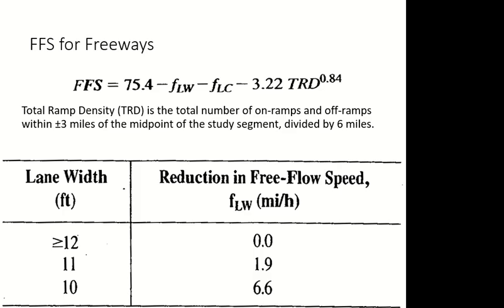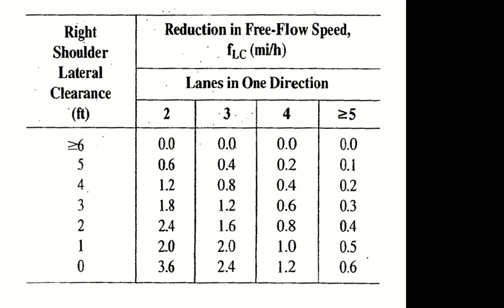This equation gives you the free flow speed for freeways. There are three factors here. TRD I already explained, total ramp density, and then you have the factor for lane width, FLW. Where to get the factor? You can see the table at the bottom. Just put the value of the lane width and get the factor. The next factor is lateral clearance, which will come from this table.